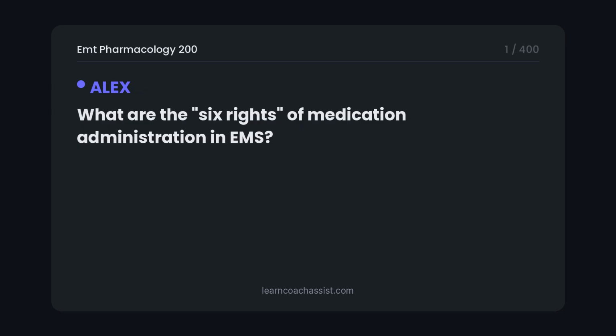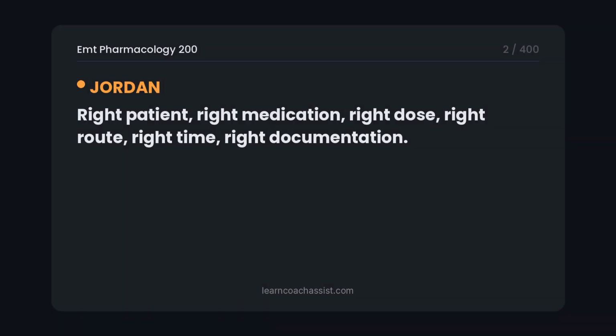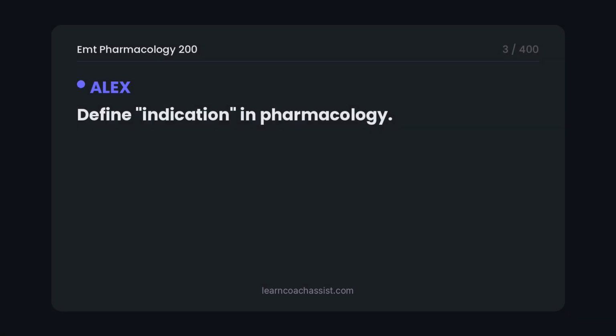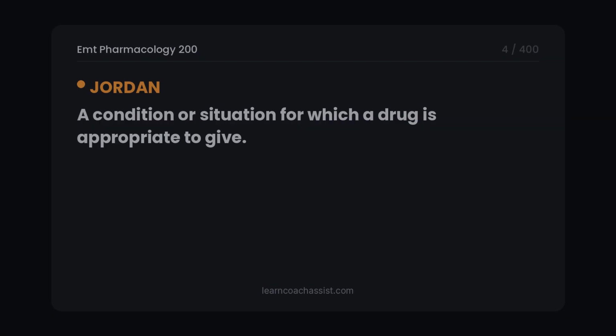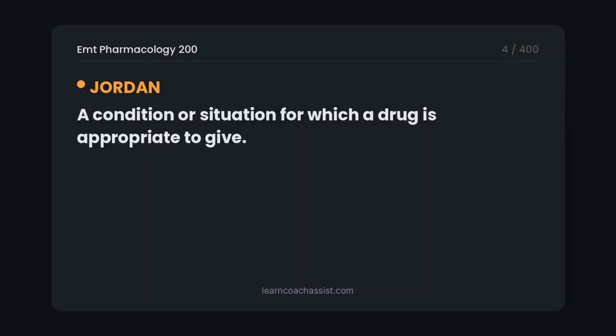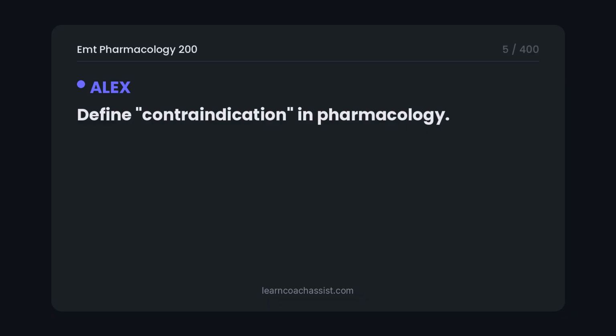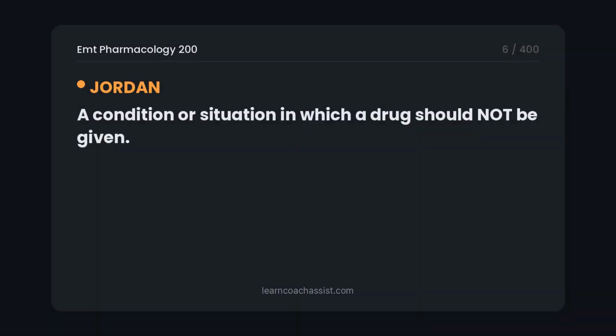What are the 6 rights of medication administration in EMS? Right patient, right medication, right dose, right route, right time, right documentation. Define indication in pharmacology. A condition or situation for which a drug is appropriate to give. Define contraindication in pharmacology. A condition or situation in which a drug should not be given.